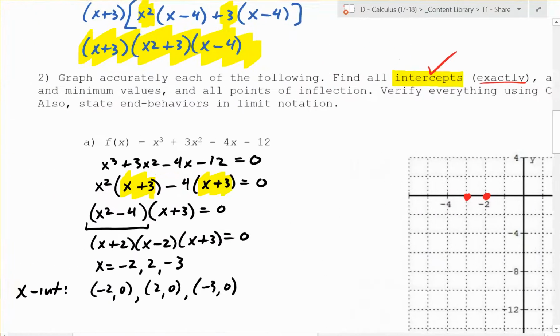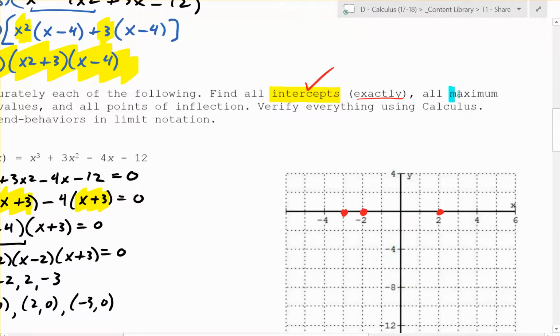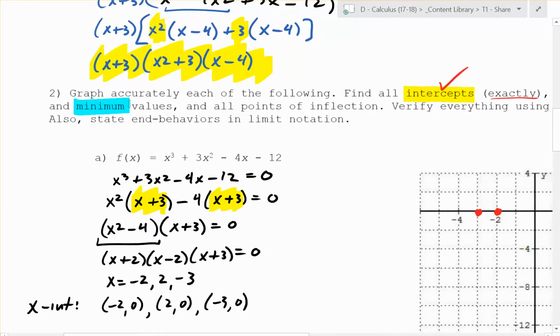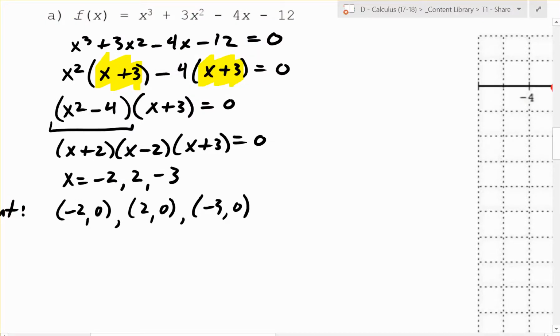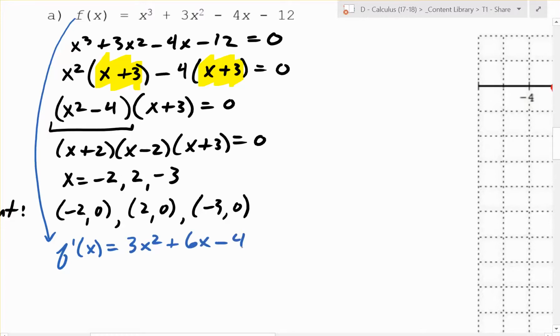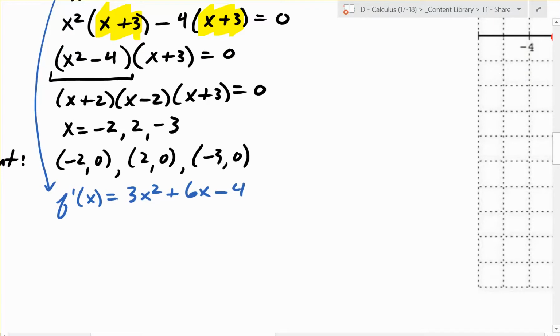So what about all maximum and minimum values? For maxes and mins, so maximum and minimum values, we need to look at the first derivative. F of x is a polynomial, so f prime can be found using the shortcut. Drop the 3 to the front, so 3x squared plus now 6x minus 4. So that's our first derivative. And since we want to find maxes and mins, we want to know where the derivative changes from negative to positive or positive to negative. So we want to know when the derivative 3x squared plus 6x minus 4 equals 0.